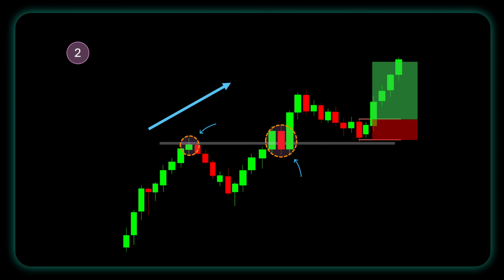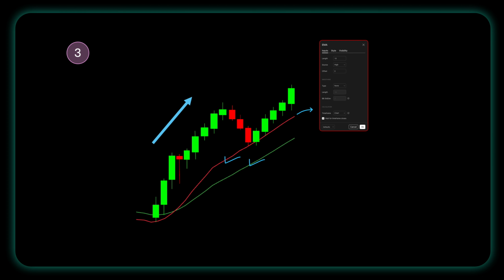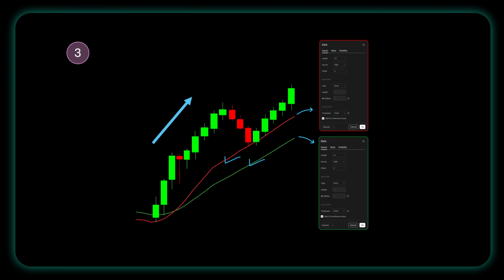Now let's get to the third powerful setup of the inside bar. The third setup starts with a trend, and you should make sure that it's either an uptrend or a downtrend. But in this unique example, we will be focusing on the uptrend, and you should make sure that it's a clear uptrend. And another important thing that you should notice here is that we have these moving averages, of which the red one is the 10 EMA and the green one is the 21 EMA.